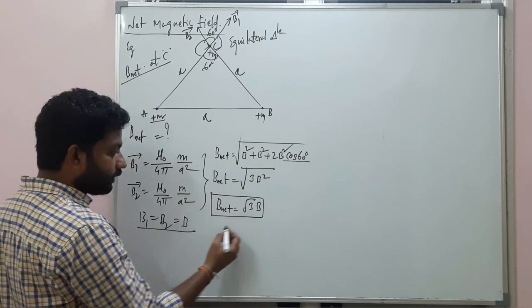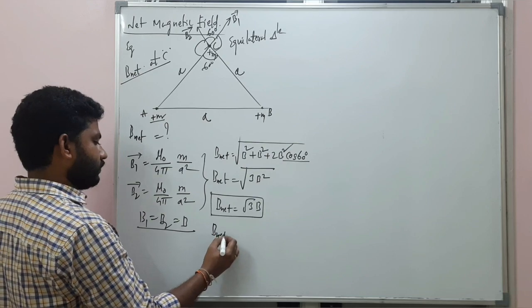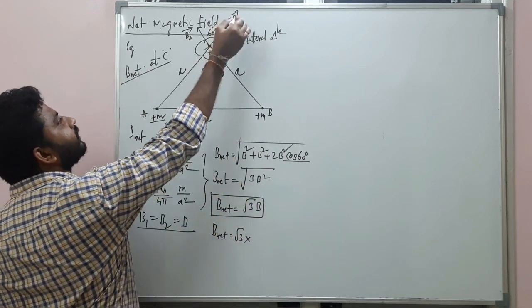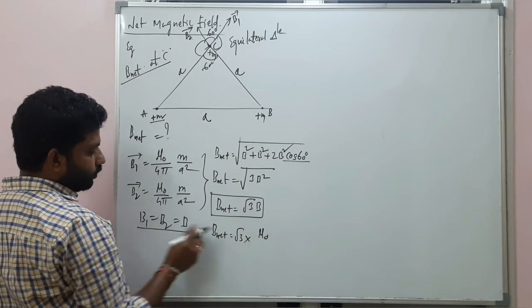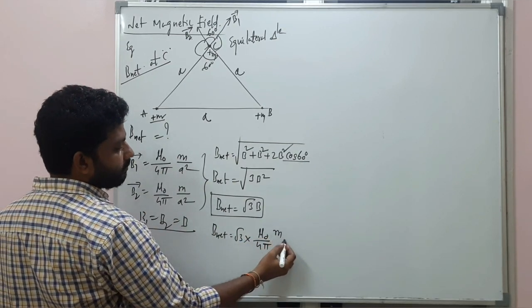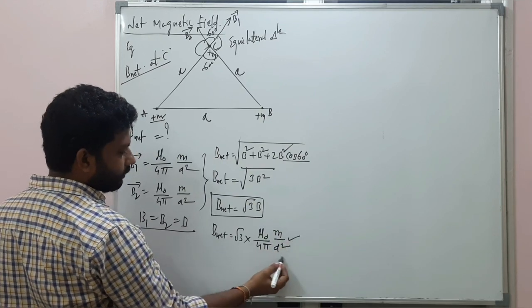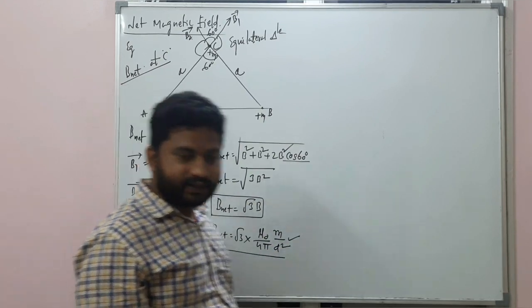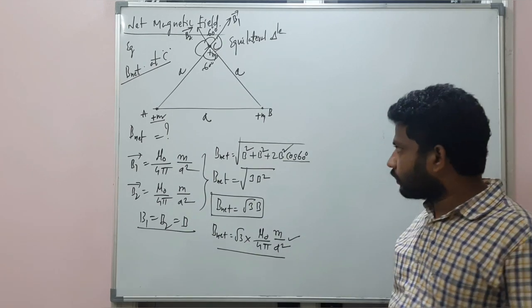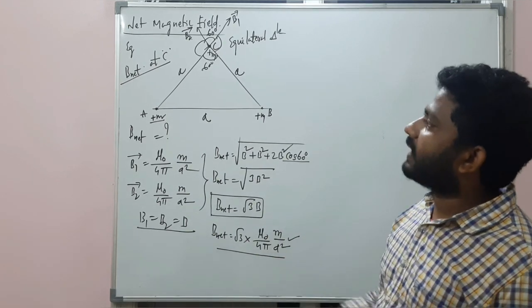So the net magnetic field will be root 3 into b. Okay, what is b? B is any of these two, that will be mu naught by 4 pi into m by a square. So that will be the answer. Understand? Everyone. Now, the same question can also be asked like this.